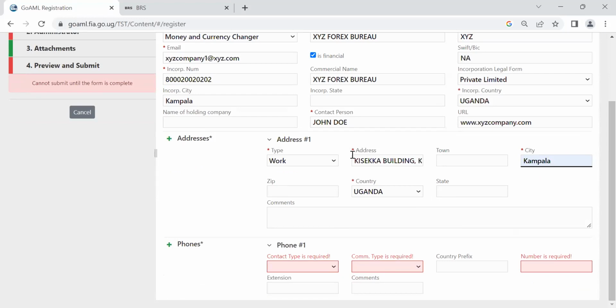Ivan, yes please, kindly take me through the URL. That's a website. Do you have a website? No, we don't. Then you leave it blank. URL is website, Universal Resource Locator. If you have a website, you input it. If you don't, you leave it blank. Thank you. You're welcome.